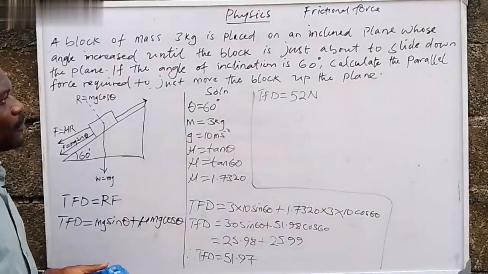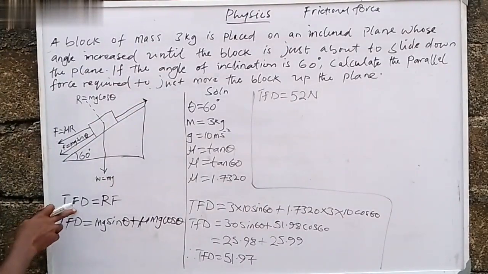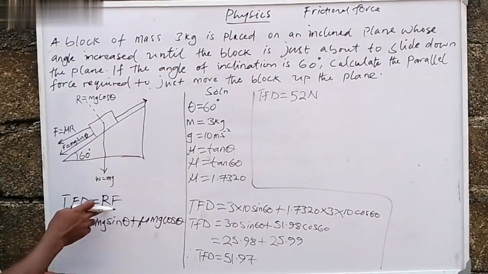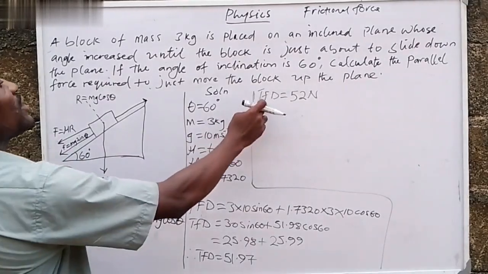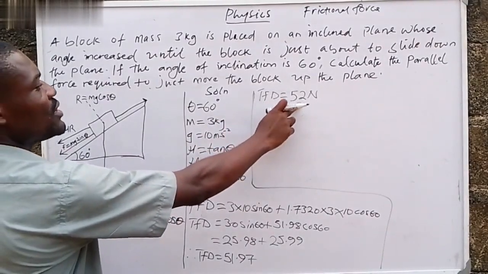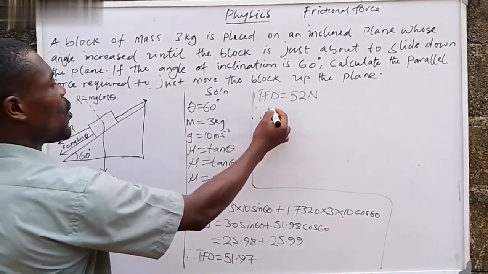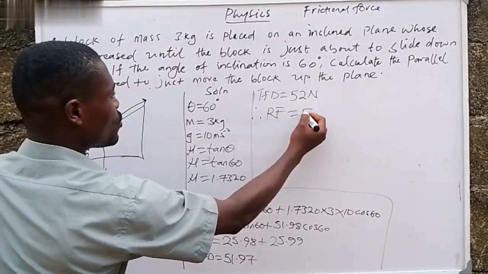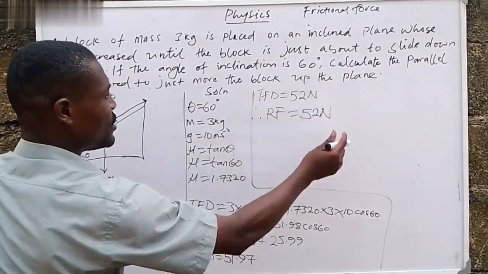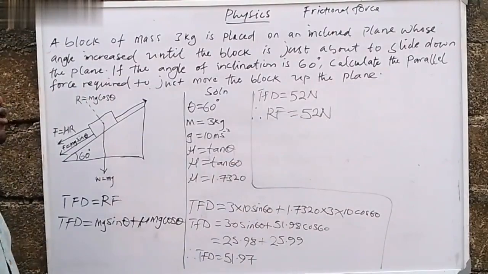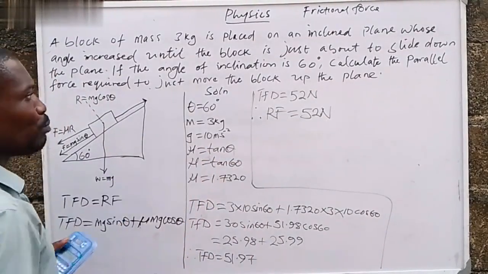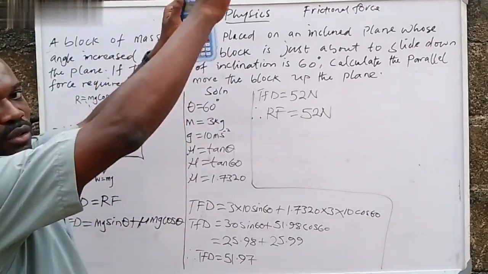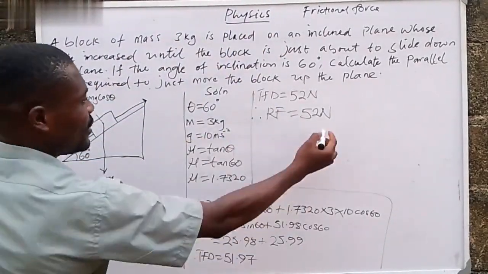Now, remember that total force acting downward is equal to required force. So if total force acting downward is 52 Newton, therefore the required force that we are asked to calculate from the equation is also equal to 52 Newton. So 52 Newton is the force required to push this block upward, right? And that's the final answer.